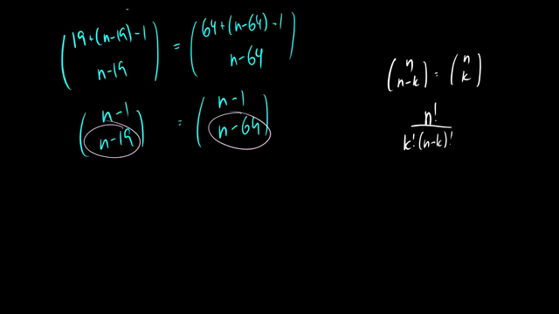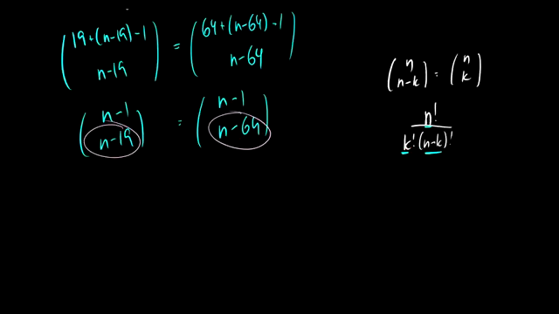Now what's special about this? k plus n minus k is equal to n. So the two at the bottom have to add up to the top. Of course, formally speaking, it's the sum of the numbers in the bottom factorials that should equal the top number in its factorial.